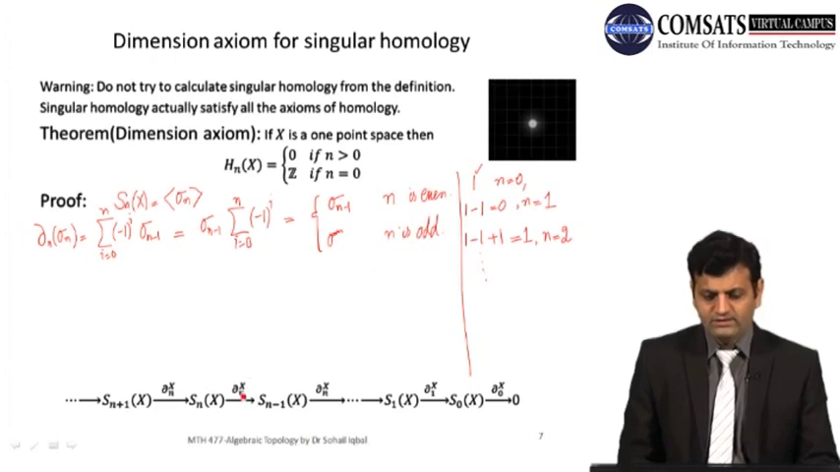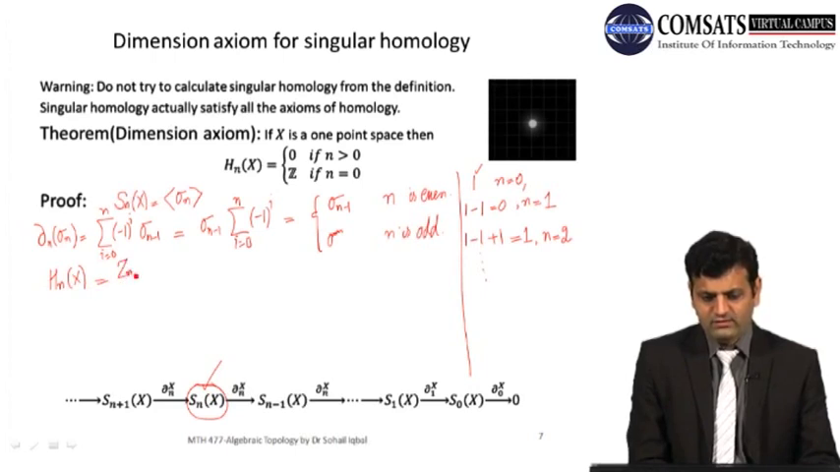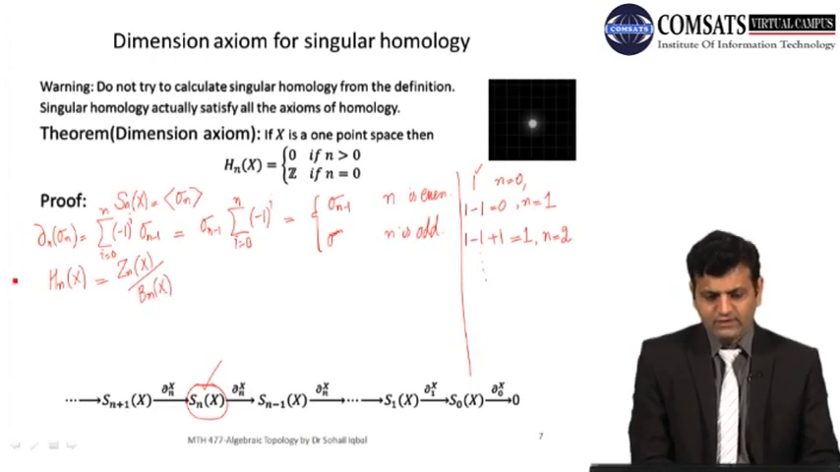Now let's try to see the homologies, the singular homology in this case. So let's consider this Sn, and let's try to calculate Hn. Hn of x is equal to Zn of x quotient with Bn of x. So we have two cases, of course, if n is even.